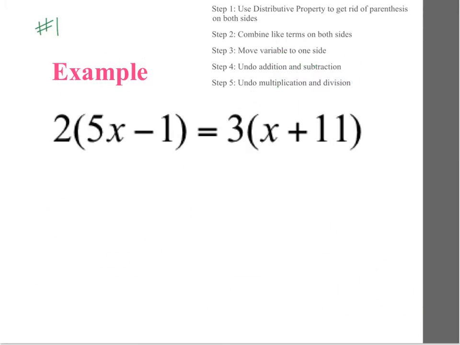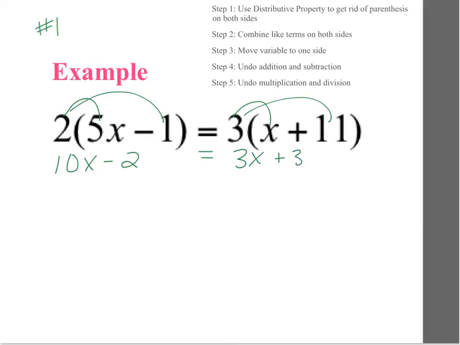Example 1, this is the first one that's required to be in your notes. We have 4 steps here we will take part in. The first one is use the distributive property to get rid of parentheses on both sides. So we're going to go ahead and do that. And this will become 10x minus 2 equals 3x plus 33. So that one's done.